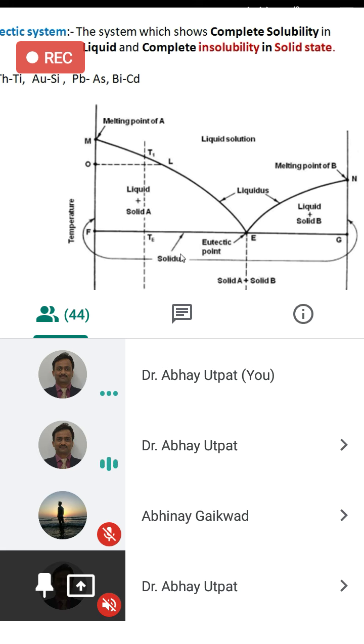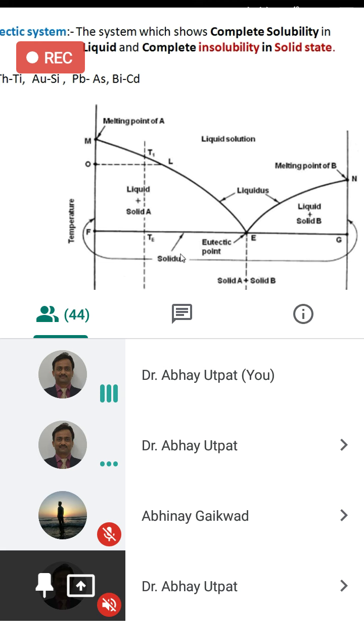But if you solidify it, it shows different behavior. So complete insolubility in solid state. So A and B separate once solidification takes place. So such a system is called a eutectic system. In the next slide, I am going to explain the definition of it. But before that, see the example.